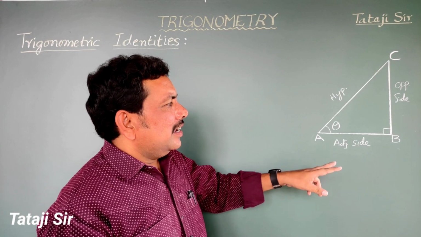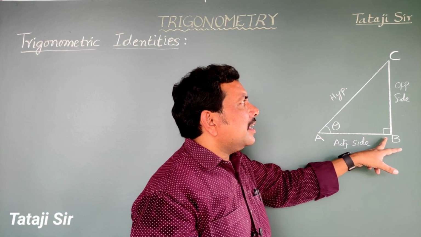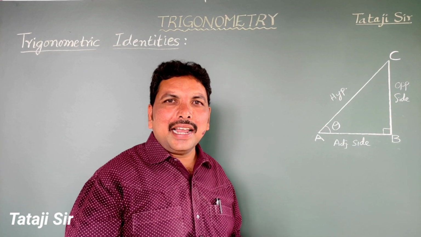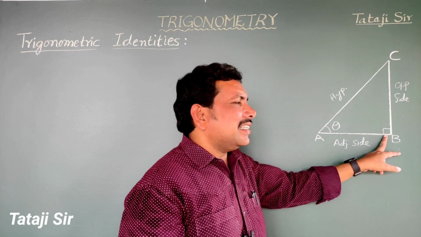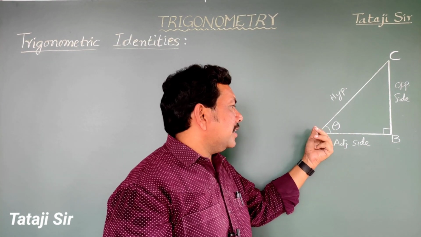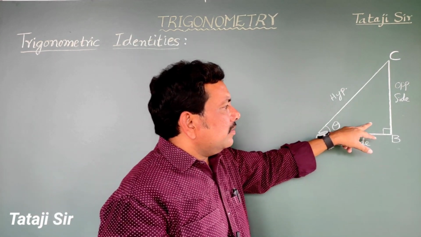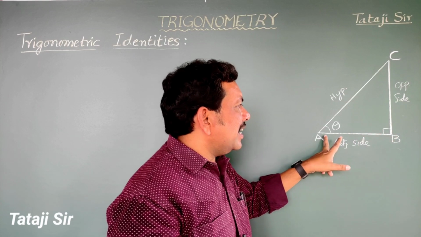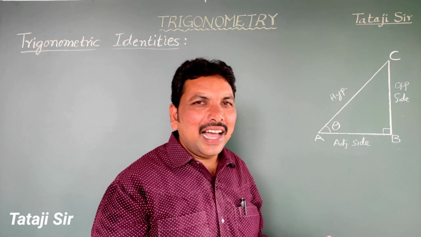Okay, see here, let's consider ABC is a right angle triangle. Right angle is at B and theta, an acute angle, is taken at A. For theta, BC is the opposite side, AB is the adjacent side and AC is the hypotenuse.